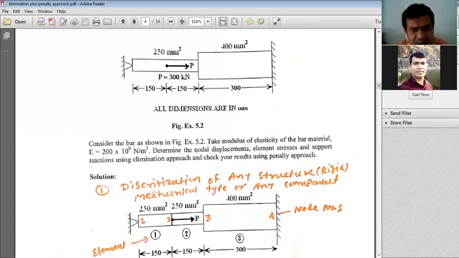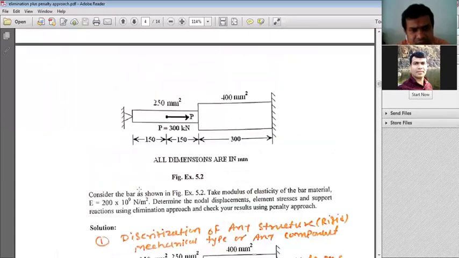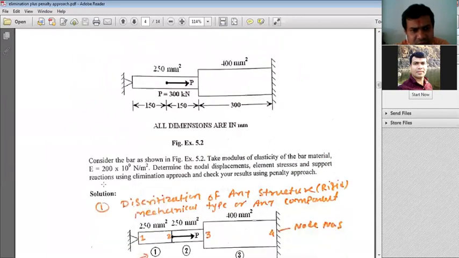Elimination plus penalty approach, right? All dimensions are given, modulus of elasticity is also given, area given, length given, and force P is acting at a particular point. Here, the first and fourth nodes are fixed, right? First and fourth nodes are fixed.